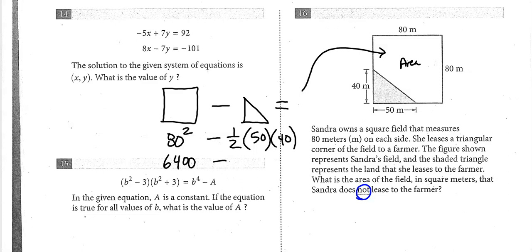50 times 40 is 2,000. Half of 2,000 is 1,000. So 6,400 minus 1,000 would be 5,400. There's no commas to enter, so just 5,400.